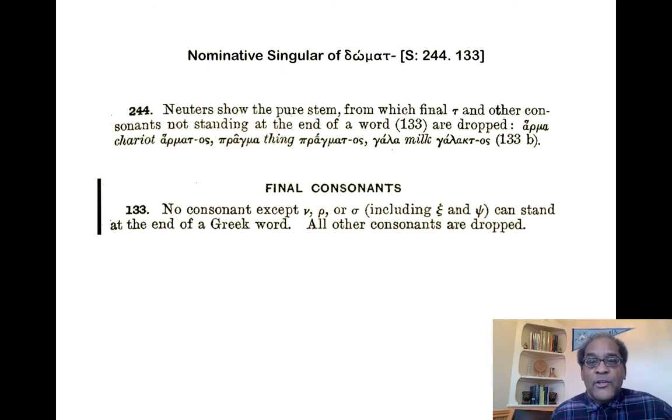Well, neuters show the pure stem, from which final tau and the other consonants not standing at the end of a word are dropped. So we have harma, harmatos, pragma, pragmatos, gala, galaktos, where to get to the nominative singular, and of course accusative singular, these kind of impossible end consonants have been dropped. The tau has been dropped, or in the case of milk, the kappa and the tau have been dropped. So this is a pretty cool phenomenon that highlights how it is useful to know exactly what the stem is and what some of these rules are, so you can regularize what seems like chaos often with these Greek nouns, not to mention the principal parts of verbs. Okay, so there we go with the nominative singular and accusative singular of δῶμα.